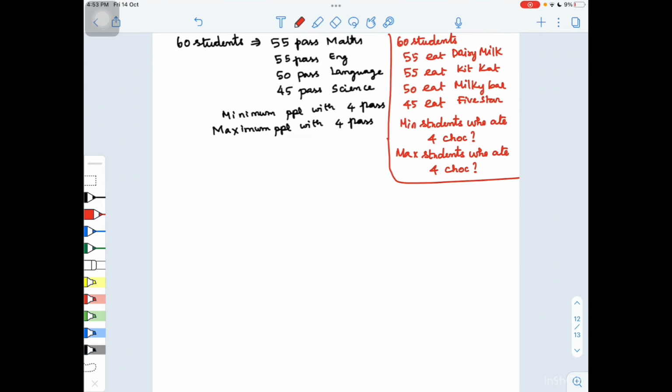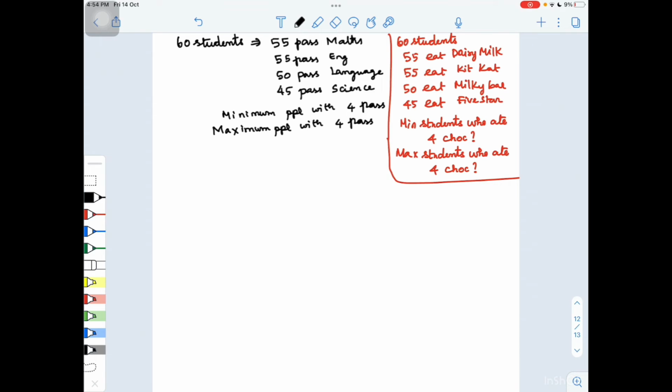This problem I am equivalently taking into the students chocolate method in a way like this. 60 students are there, 55 are eating Dairy Milk, 55 are eating Kit Kat, 50 are eating Milky Bar, 45 are eating 5-star. What is the minimum number of students who ate 4 chocolates, and what is the maximum number of students who ate 4 chocolates? First, let's solve this problem using the light and filter method, and then we'll come back to the students chocolates method.